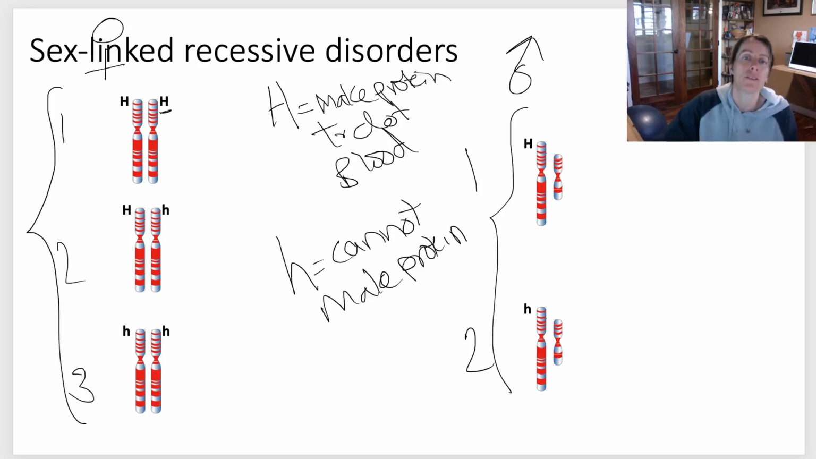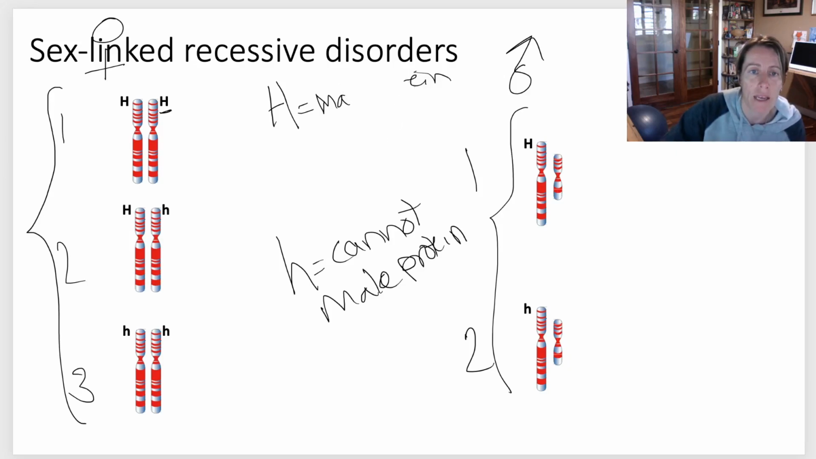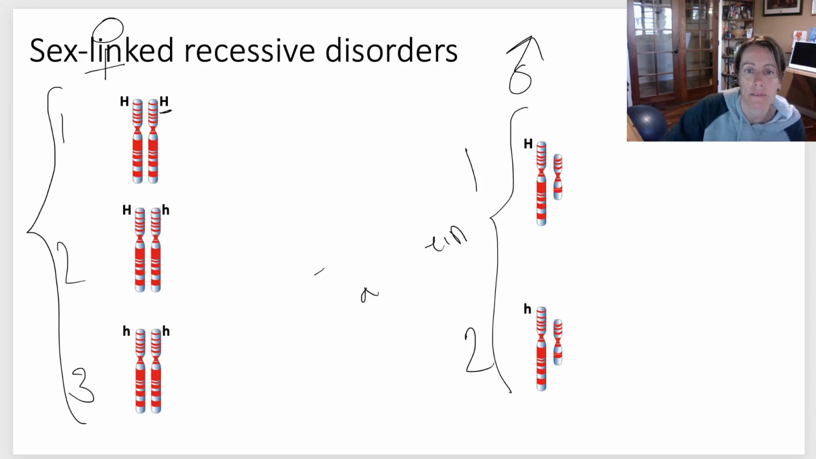So uppercase H means you're making the protein. All is good. The gene is correct. The sequence is right. There's no mutation. Lowercase h means that there's a mutation. The protein is not functioning correctly when it's made, and doesn't help the blood to clot.